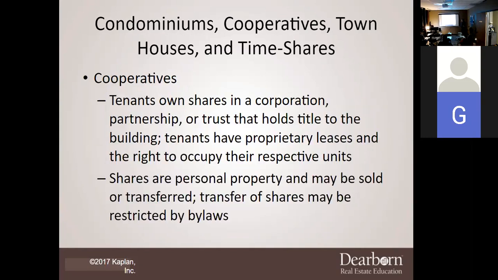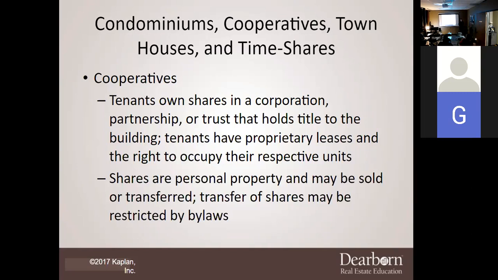A cooperative. A cooperative is basically tenants are going to own shares in a corporation. So they don't actually own the building, they own shares in the business. So the tenant owns shares in a corporation, partnership, or trust that holds title to the building, and the tenants have proprietary leases and the right to occupy their units. So really, they're in a place that they're leasing, but they have interest in the corporation that owns the building. Okay, that's a cooperative. And its shares are going to be personal property and may be sold or transferred, or transfer of shares may be restricted by certain bylaws.